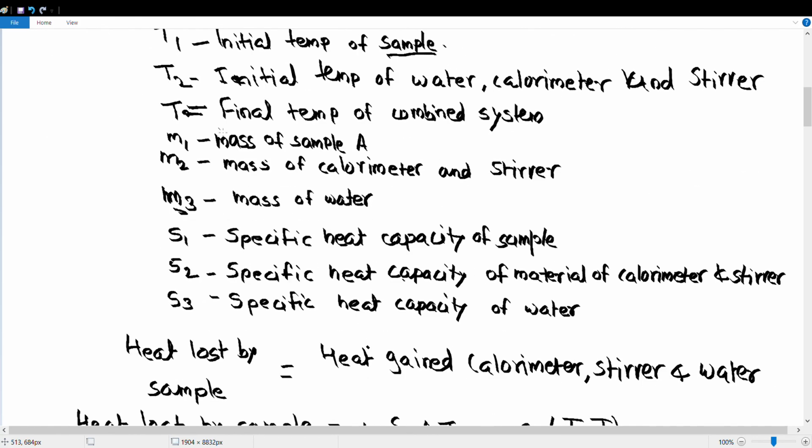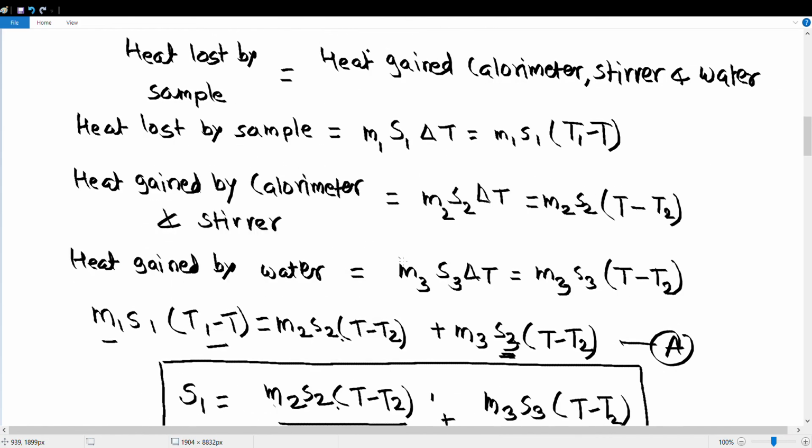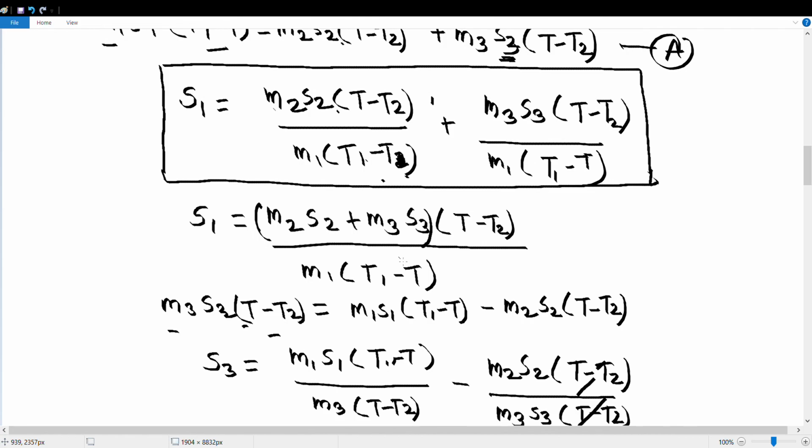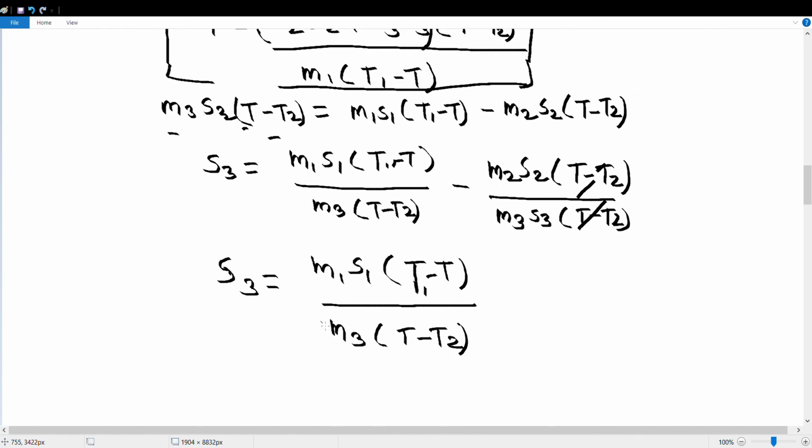With the help of the principle of conservation of energy, we get that the heat lost by sample should be equal to heat gained by calorimeter and stirrer, and by knowing the heat lost by sample and heat gained by calorimeter, we get the final equation for the specific heat capacity of a sample. This S1 is the specific heat capacity of a sample, and this S3 is the specific heat capacity of water.